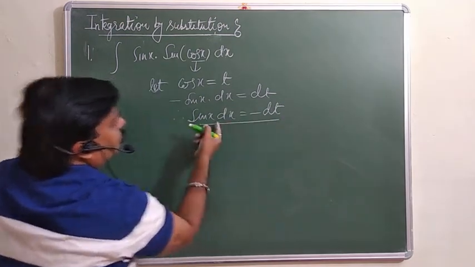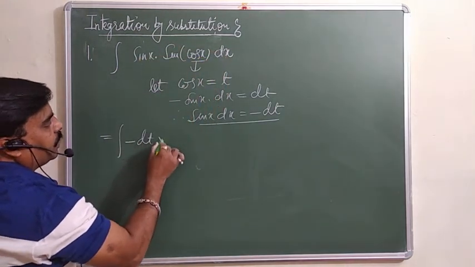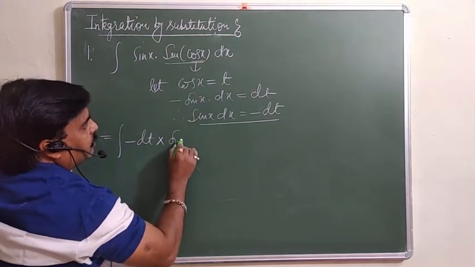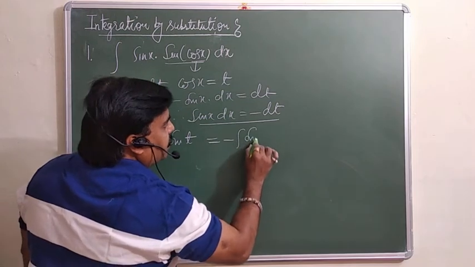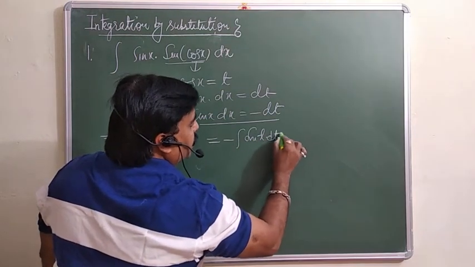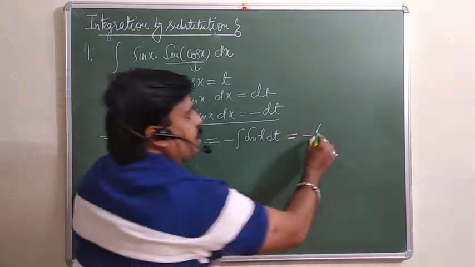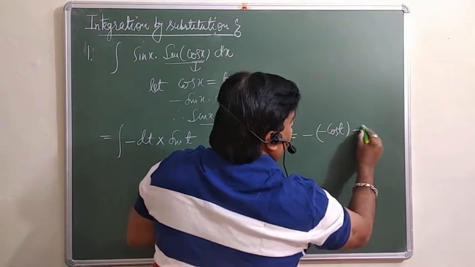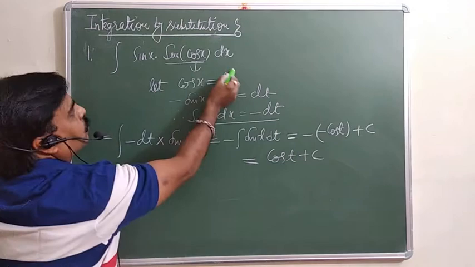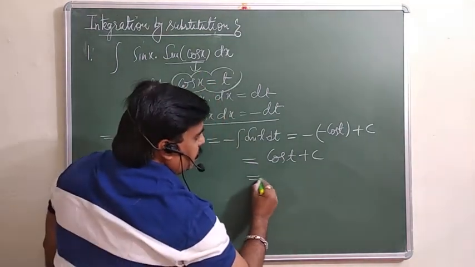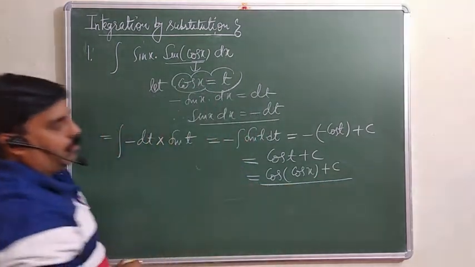Therefore, this is already given here. So in place of sine x dx, you can write minus dt, and this is sine t. Simple. So it can be written as minus sine t dt, and the antiderivative of sine t is minus cos t plus c. So this becomes cos t plus c, but t is what you assumed, so it can be written as cos x plus c. Have a look.